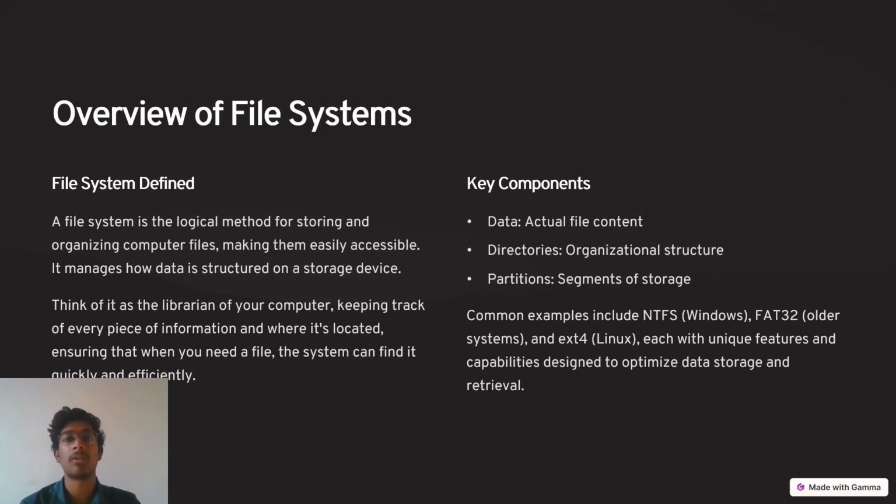Key components of file systems: data, the actual file content; directories, the organizing structure; partitions, the segmentations of storage. Common examples include NTFS for Windows, FAT32 for older systems, and EXT4 for Linux, each with unique features and capabilities designed to optimize data storage and retrieval.